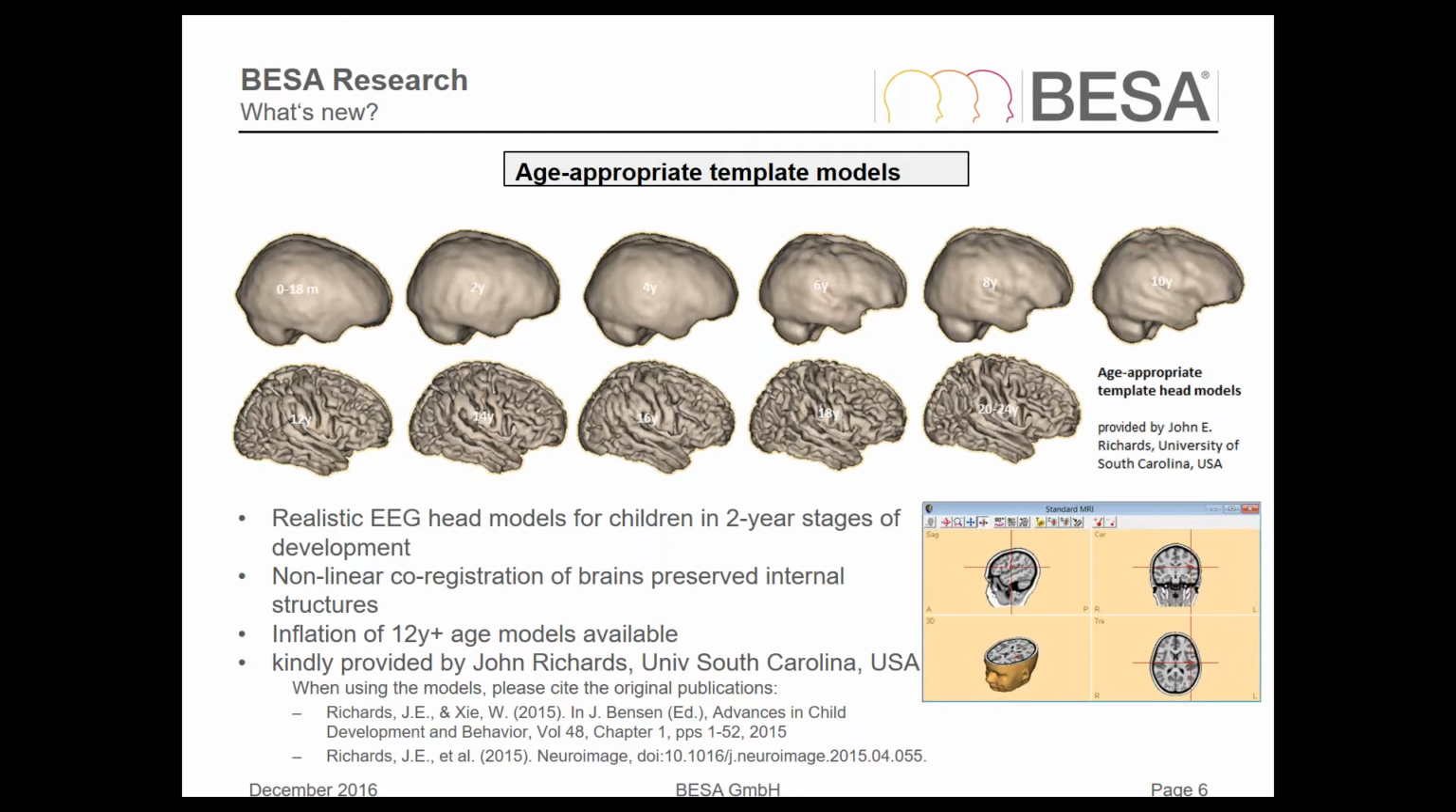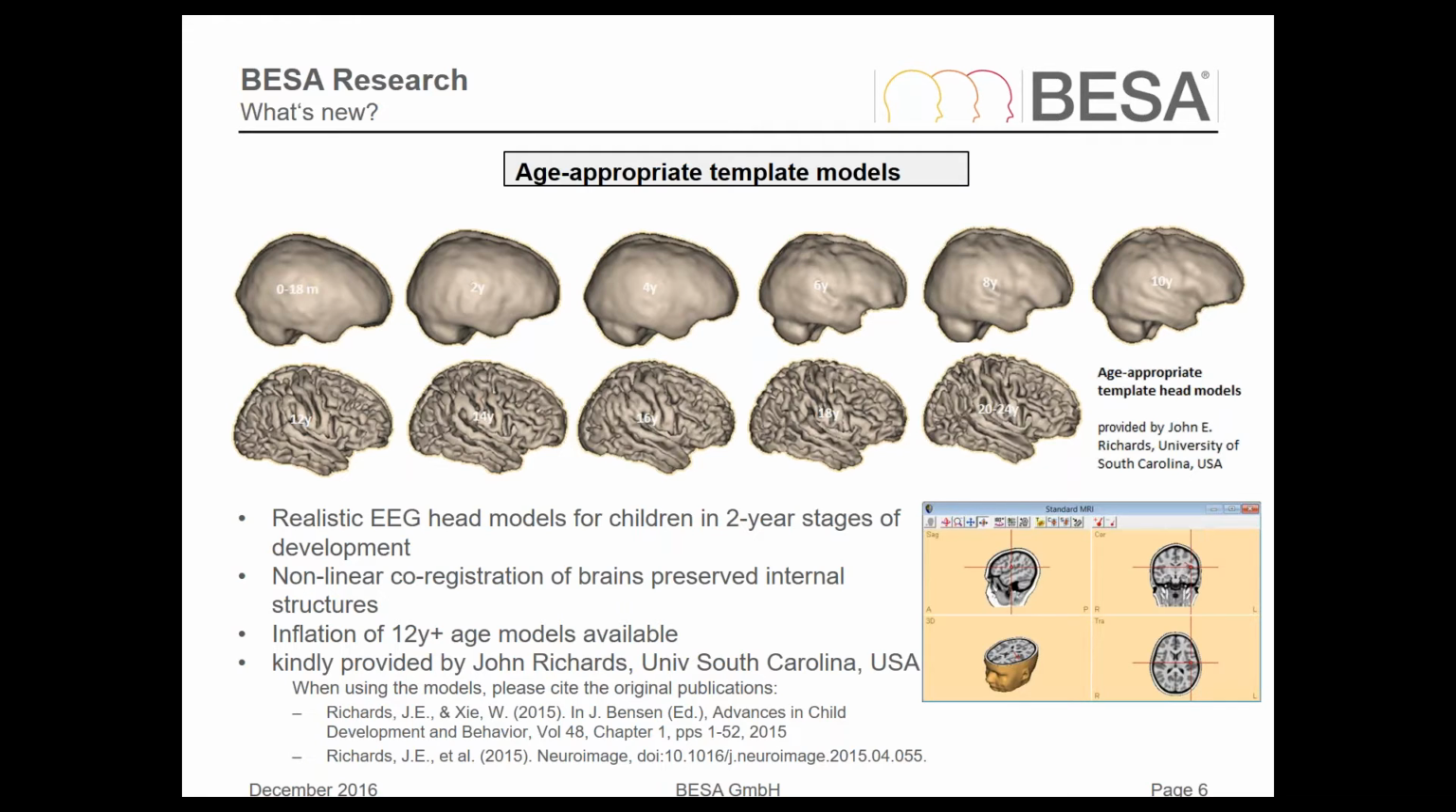The models have been computed for children with age ranges of 2 years gaps. So they start at infant age and then move in 2-year steps up to approximately 20 to 24 years of age. The nonlinear co-registration of the brains that was used preserved the internal structures, so you can easily recognize the gyri in the model anatomy. For children of 12 years or older, we also have the inflated models available. For younger ones, we don't yet, but we have a PhD student who right now works on precisely the automated segmentation of young children's MRIs. So please bear with us for some great results there as well.